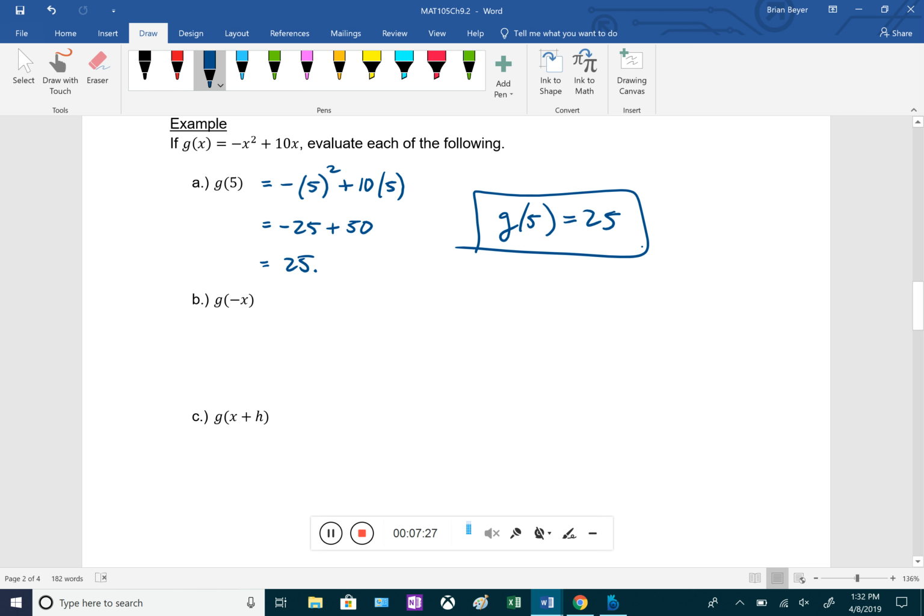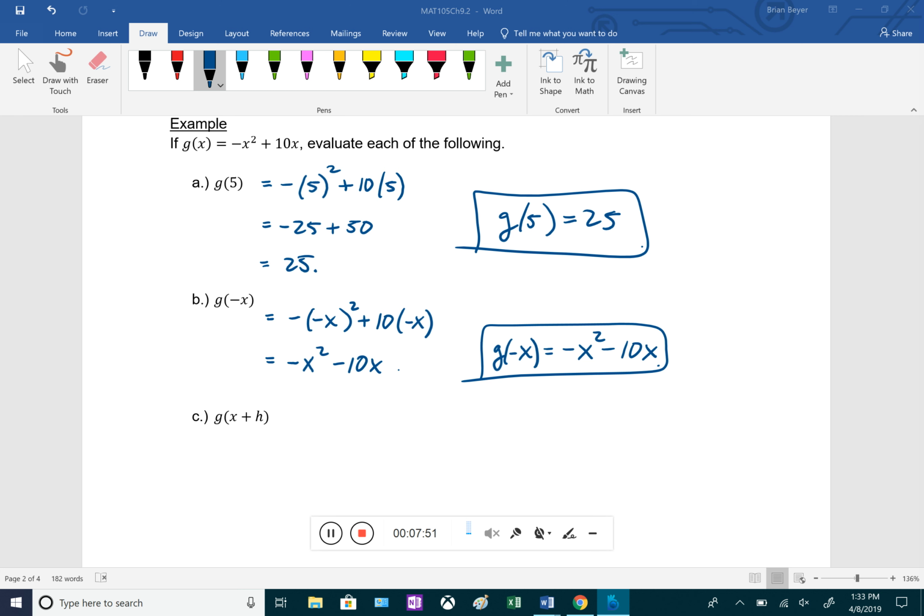Next one, g of -x. So plugging in a -x everywhere, that's going to be -x squared plus 10 times -x. So -x squared is positive x squared because it's an even power, but there's still that negative out front, so it's -x squared and then minus 10x. So that's g of -x, and then lastly we have g of x plus h.